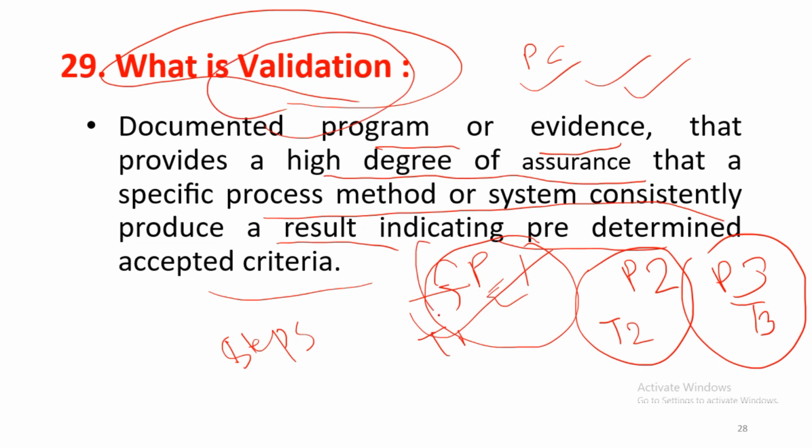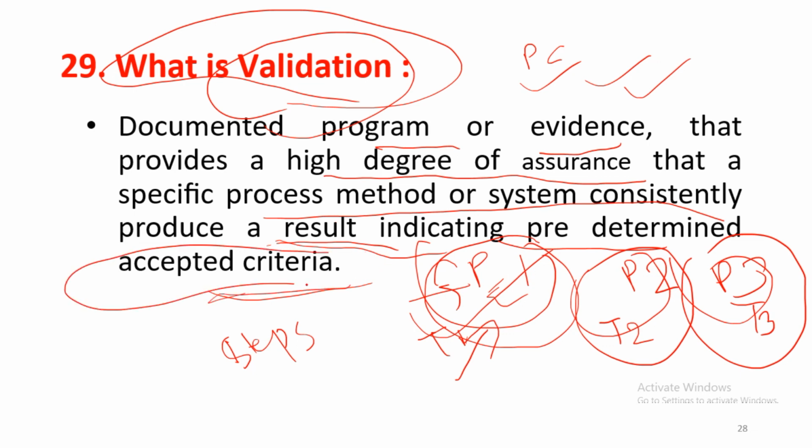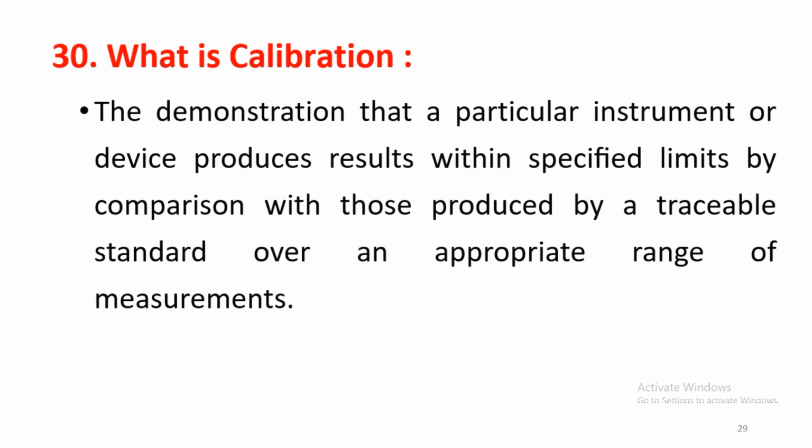So we need to validate process 1, process 2, and process 3 to make sure that they will produce the results we are determining. So here, produce a result meeting predetermined acceptance criteria. Whatever the acceptance criteria are for us, the process is fulfilling those conditions. If any procedure fails the validation, we cannot say that this process is validated, so we cannot move ahead with that process. So this is a very good description of validation.